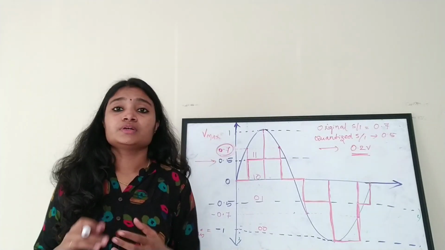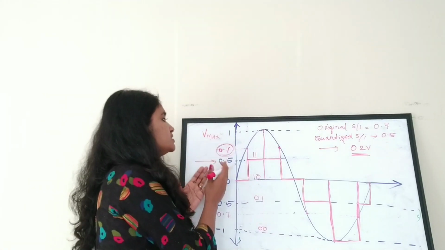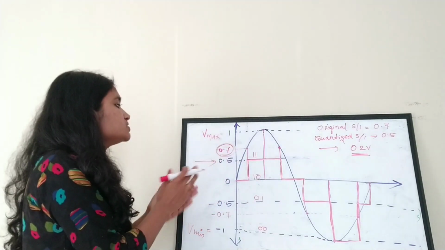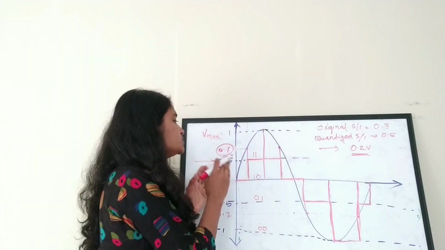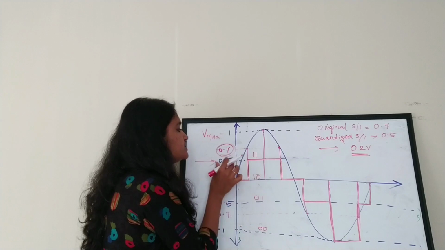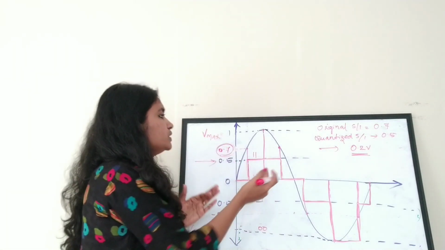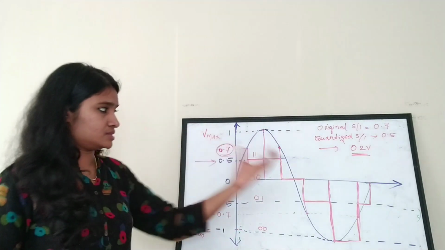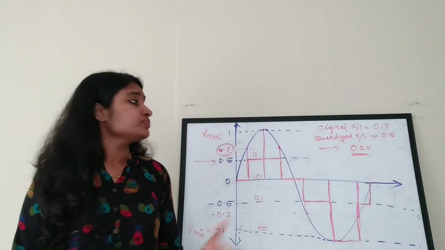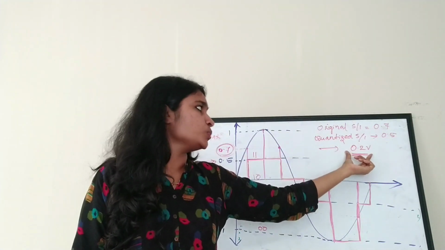I'll make it more clear. Even though the value of the signal is originally at 0.7, in order to digitize the signal, we are going to consider that the value of the signal is present at the level 0.5. So we are ignoring this 0.2 volt. This 0.2 volt is actually the quantization error. For this particular sample itself, we are making an error of 0.2 volt.